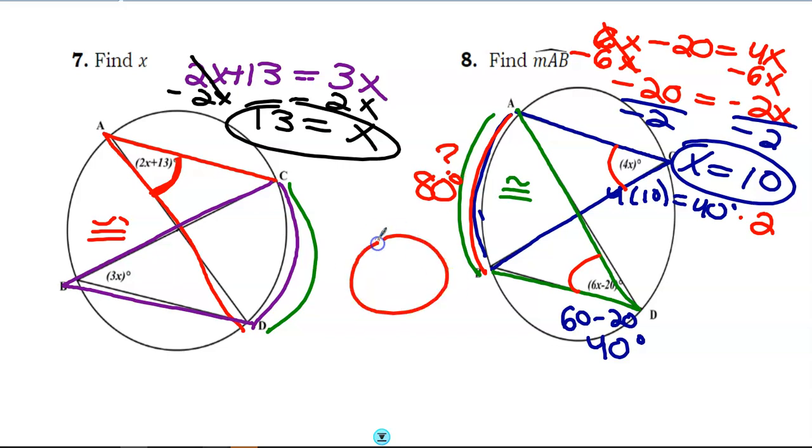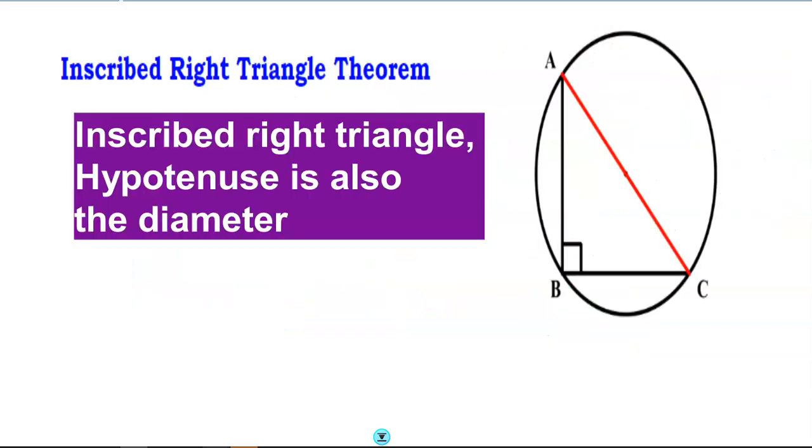So again, if I have an inscribed angle, if I have x, I times it by 2. If I have the arc, I'm going to divide by 2 and go the opposite. All right, next one, inscribed right triangle theorem. Inscribed right triangle, hypotenuse is also the diameter because it goes through the center.